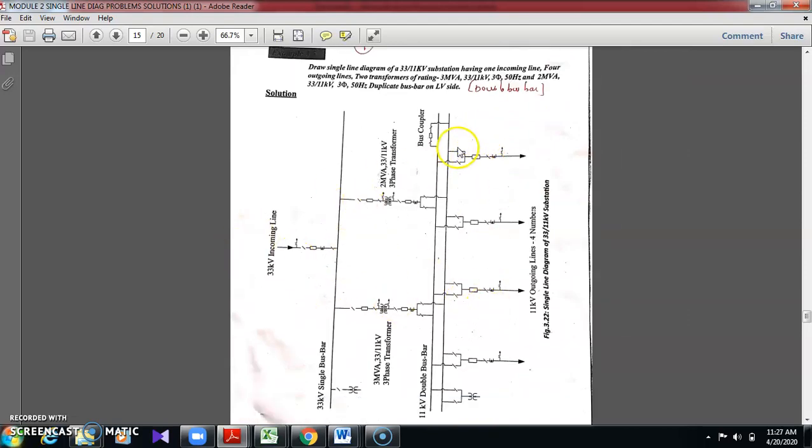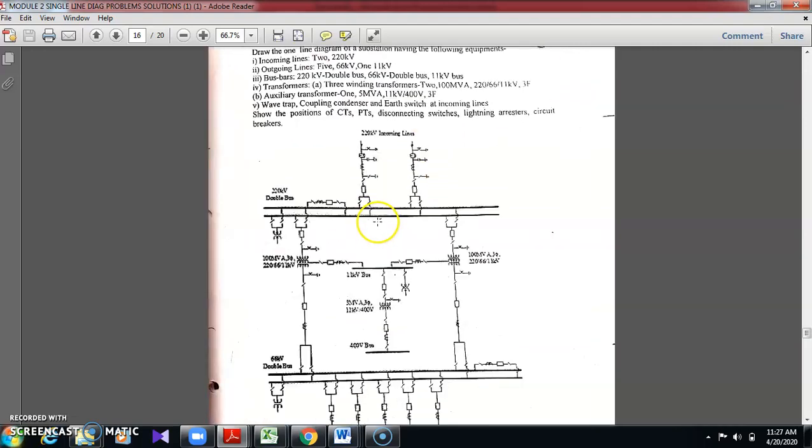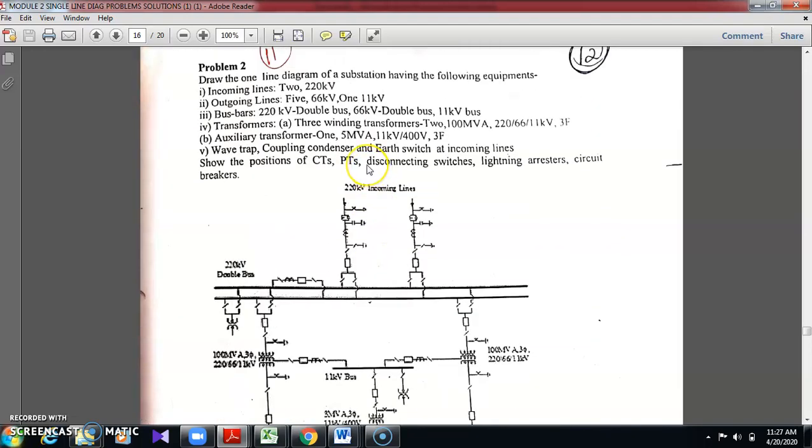Simple, no problem. Bus coupler for the 11 kV bus bar. 11 kV is the low voltage side. Getting? So similarly, other problems are there. So read the problem and do it systematically. Incoming lines are 2. What is the incoming line? 220 kV, 2 incoming lines. Along with that, they told coupling condenser, wave trap, earth switch, all you have to use.